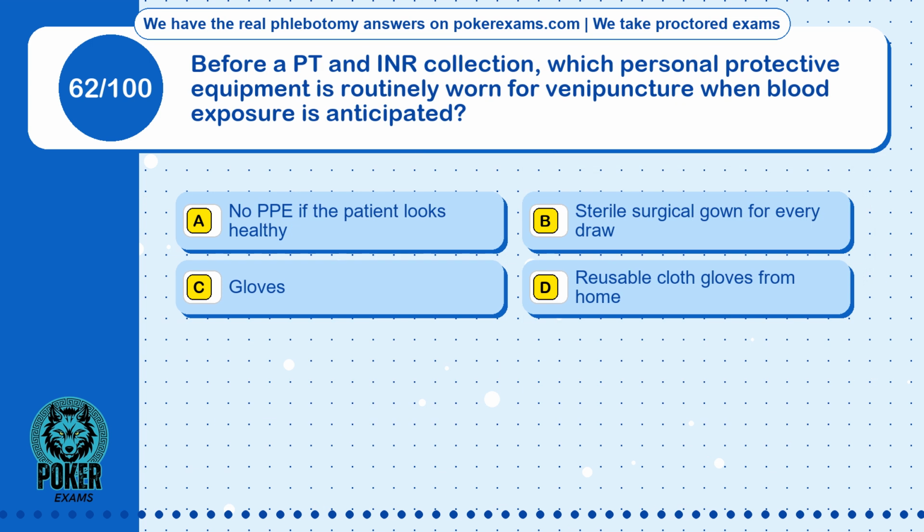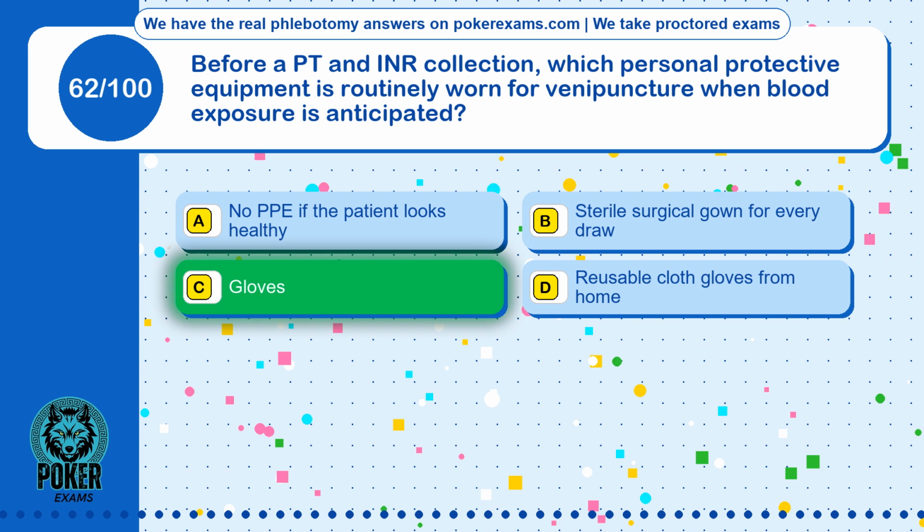Question 62. Before a patient and INR collection, which personal protective equipment is routinely worn for venipuncture when blood exposure is anticipated? Option A. No PPE if the patient looks healthy. Option B, sterile surgical gown for every draw. Option C, gloves. Option D, reusable cloth gloves from home.